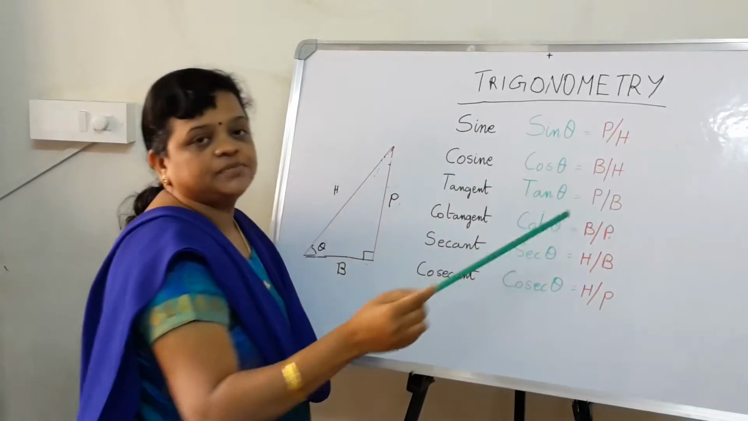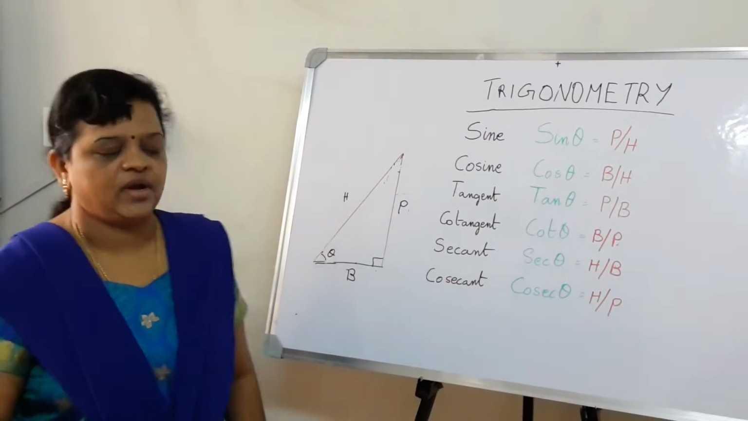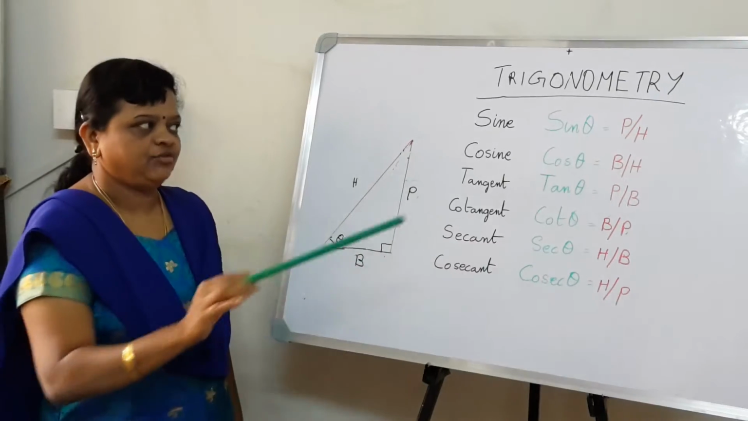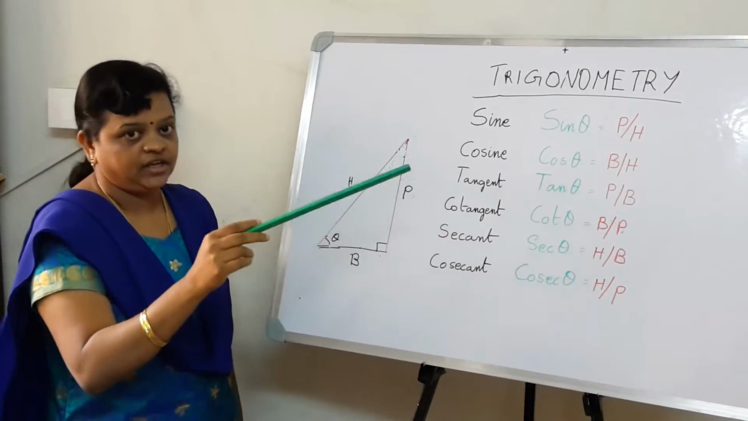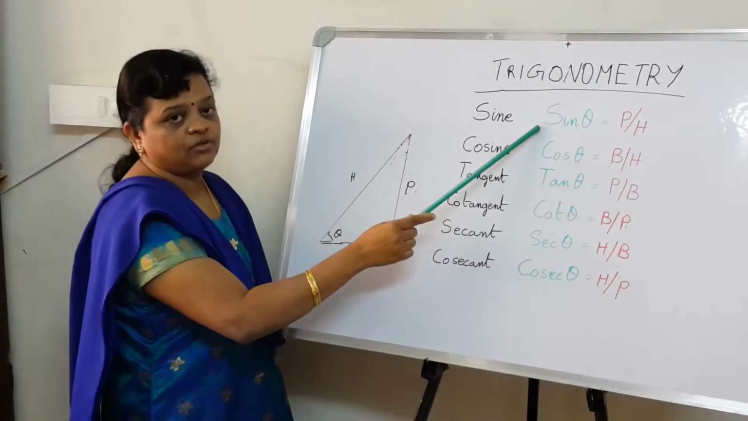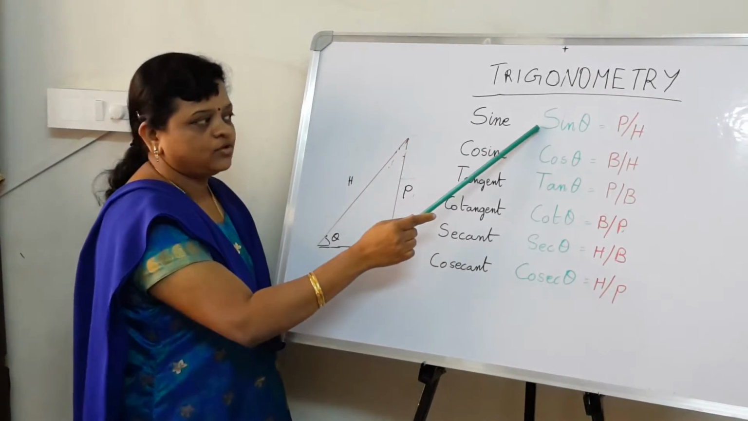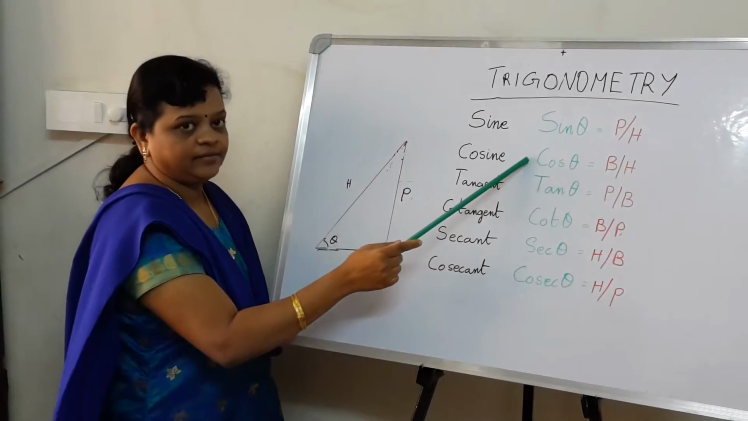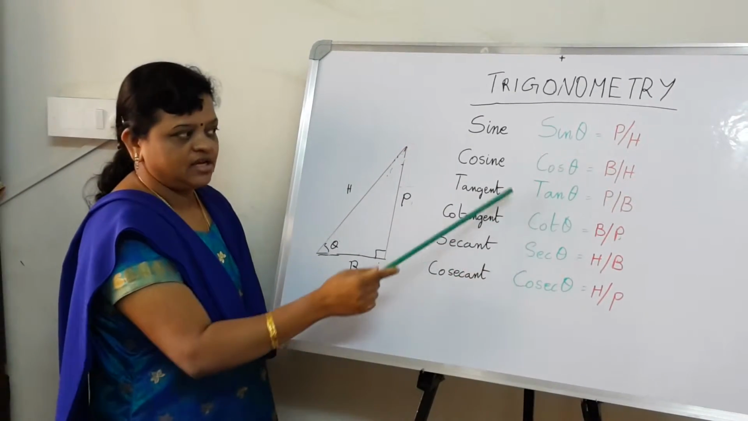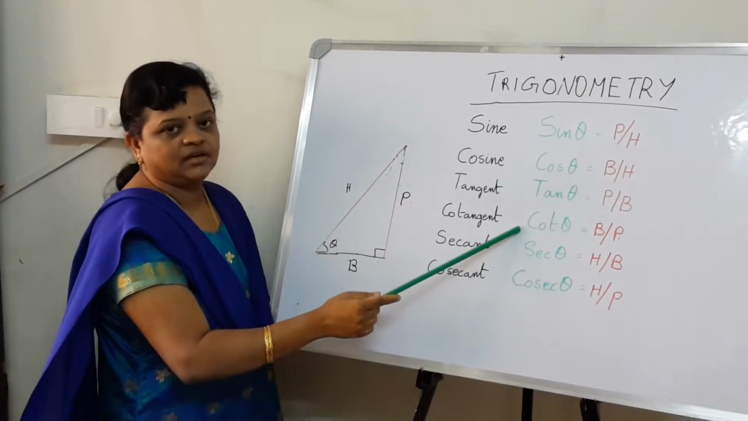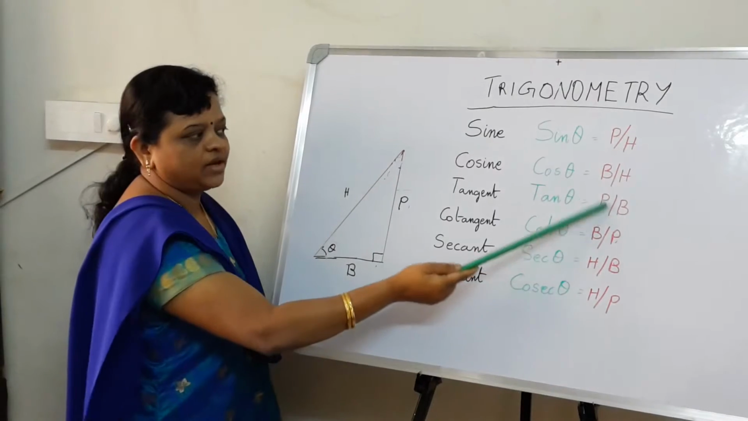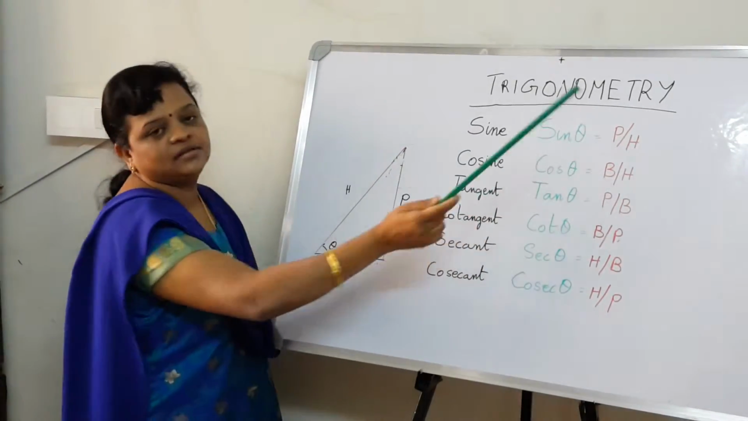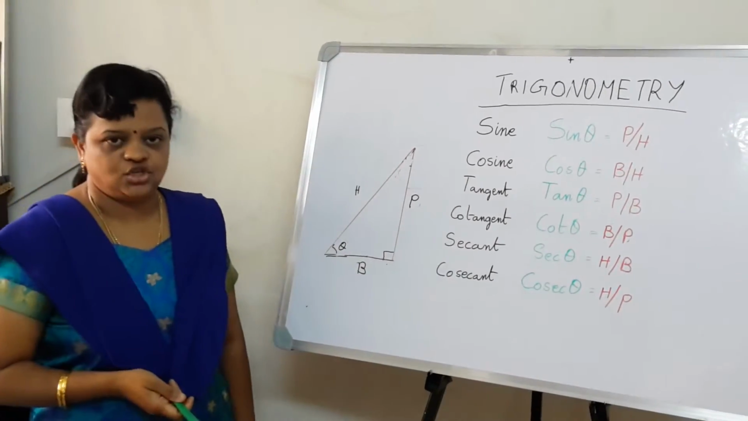Now, the relationships that you have regarding these, the first one is called the reciprocal relationship. You do not have to memorize it, just watch carefully how I am trying to relate them. Sine theta is equal to 1 by cosecant theta. Cos theta is equal to 1 by secant theta. Tan theta is equal to 1 by cot theta. Similarly, cot theta is equal to 1 by tan theta. Going the reverse way, secant theta is equal to 1 by cos theta. Cosecant theta is equal to 1 by sine theta. So those are your reciprocal relationships.